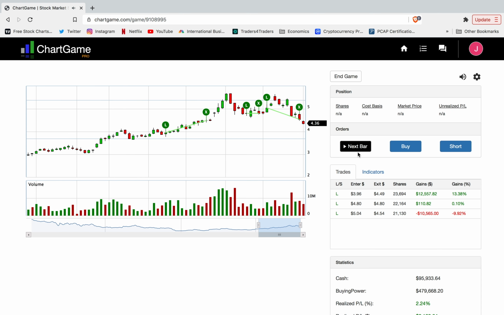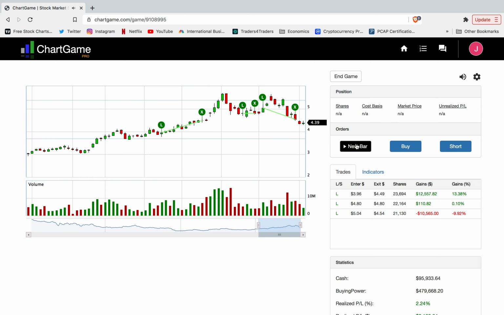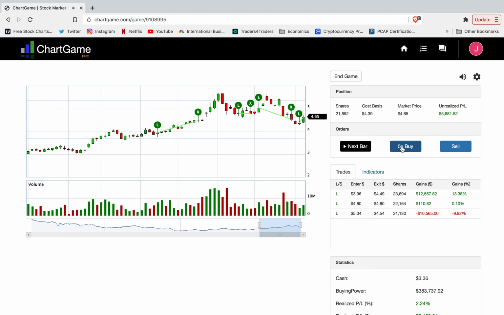But as you can see, it's pretty straightforward. Let's see if I can get one more trade in. I think that's a green candle, and I am at relative support, so I'm going to buy here. And then we're up, let's see.